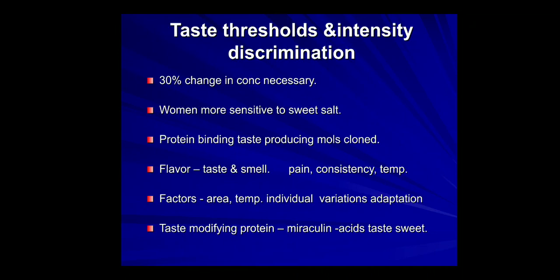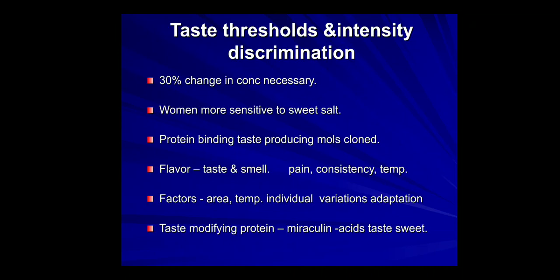So now we'll see the factors affecting the taste sensation. First one is the area of stimulation. The perception of sense of taste is directly proportional to the area of taste buds stimulated. Therefore, stimulation of a small area of the tongue by one drop of solution produces weaker sensation than the same solution by the whole mouth. So it depends on the area of stimulation. Next, the temperature of the tastant. An optimal response to the taste producing substances is obtained when the temperature is around 30 to 40 degree centigrade.